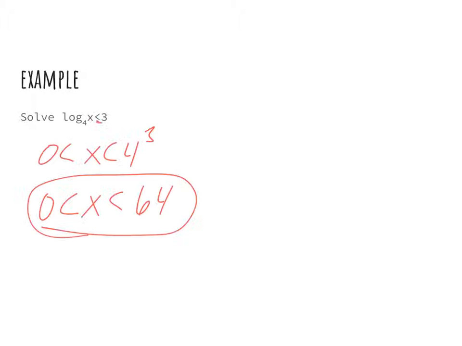Go ahead and pause the video, do this last one on your own, and then hit play and see how you did. Because it's less than, you should have set 0 is less than x, which is less than 4 to the third power. 4 to the third power is 64, so your final answer should be 0 is less than x, which is less than 64.